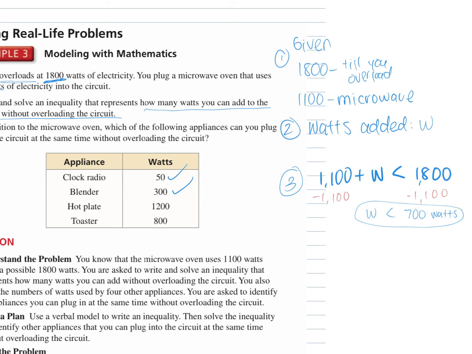Why can't we plug in the hot plate? Because it's too high. And why can't we plug in the toaster? 800 is more than 700. Do you guys agree? So those two will not satisfy our inequality.